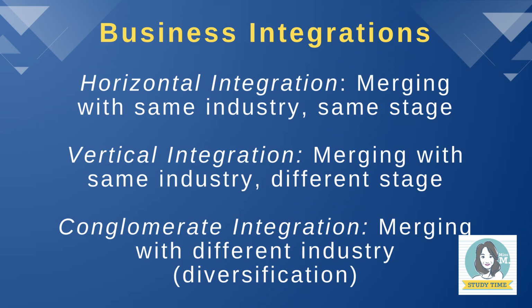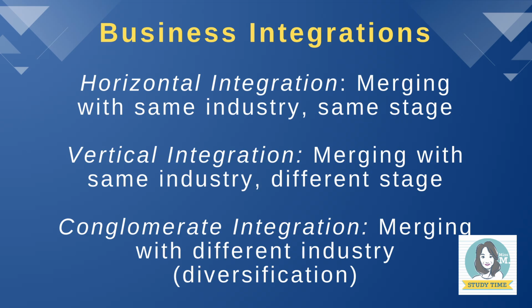Vertical integration happens when one business merges with or takes over other businesses in the same industry but at a different stage of production. So vertical integration can be either forward or backward. Forward integration is moving closer to the end customer, like a manufacturer acquiring a retail store. Backward integration is moving closer to the raw materials. For example, a car manufacturer acquiring a steel supplier.